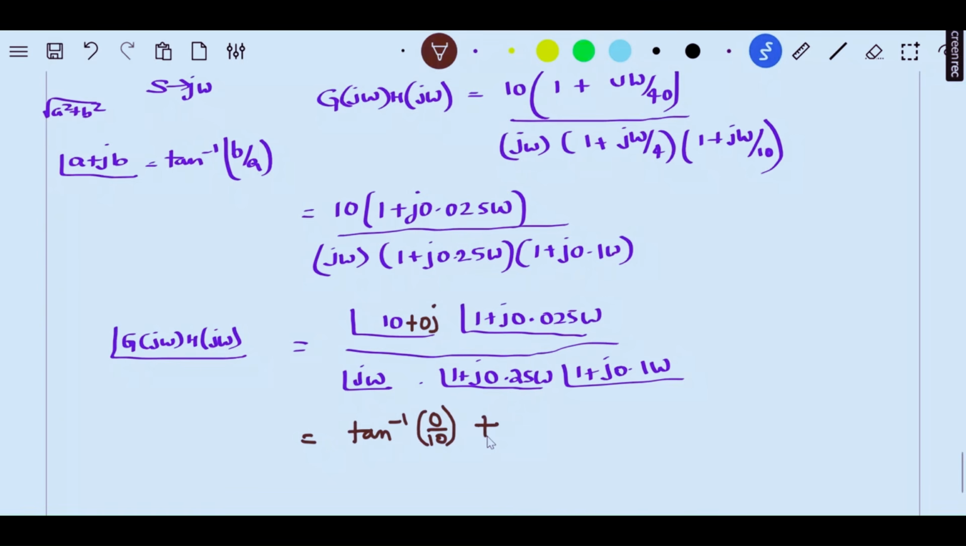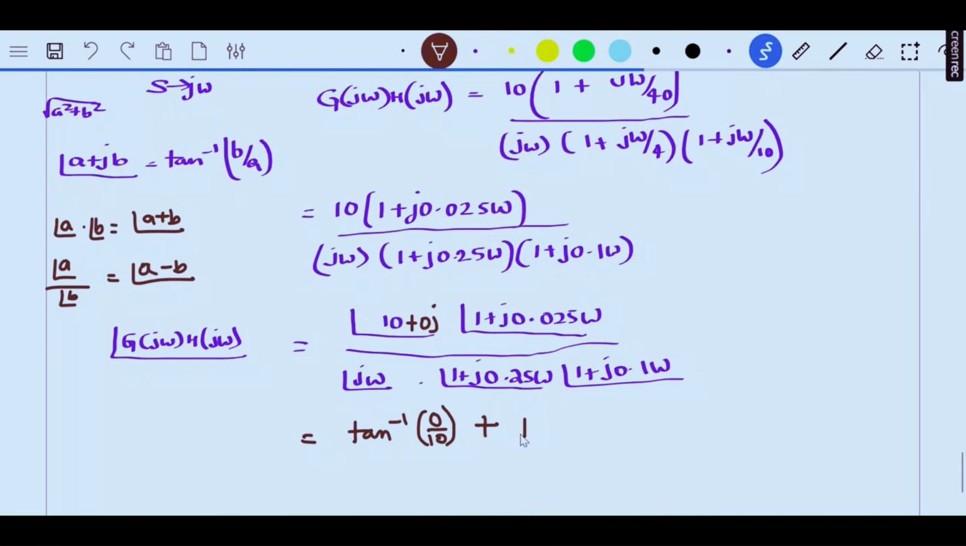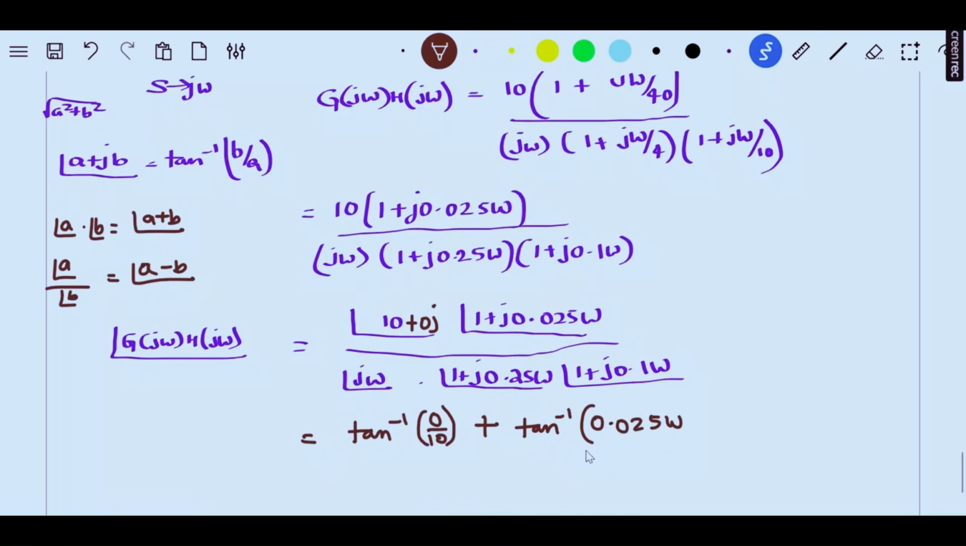Keep in mind, the angle of a into angle of b is written as angle of a plus angle of b. So when angles are multiplied, the angles get added up. Similarly, for angle of a divided by angle of b, the resultant angle will be a minus b. When you have division it is subtraction, when you have multiplication it is addition. So the angle of 10 plus 0j is tan inverse of 0 by 10. The angle of 1 plus j 0.025 omega is tan inverse of 0.025 omega divided by 1, so it becomes tan inverse of 0.025 omega.